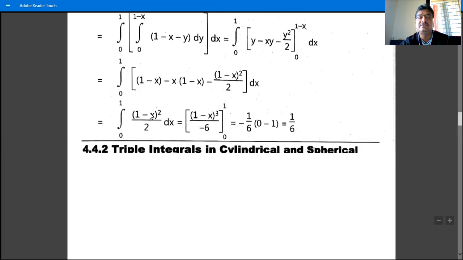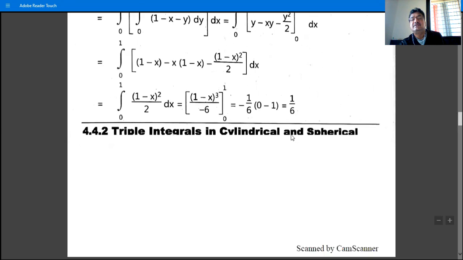Divided by minus 1 because the coefficient of x is minus 1. And so minus 6 becomes... and then minus the value at the upper limit is 0, because if you substitute x as 1, 1 minus 1 is 0. The value at the upper limit is 0, minus the value at the lower limit, which is 1 minus 0 divided by minus 6, that is minus 1 by 6. So the value at the upper limit is 0, and the value at the lower limit is 1 cubed, which is 1, so the answer is 1 by 6.